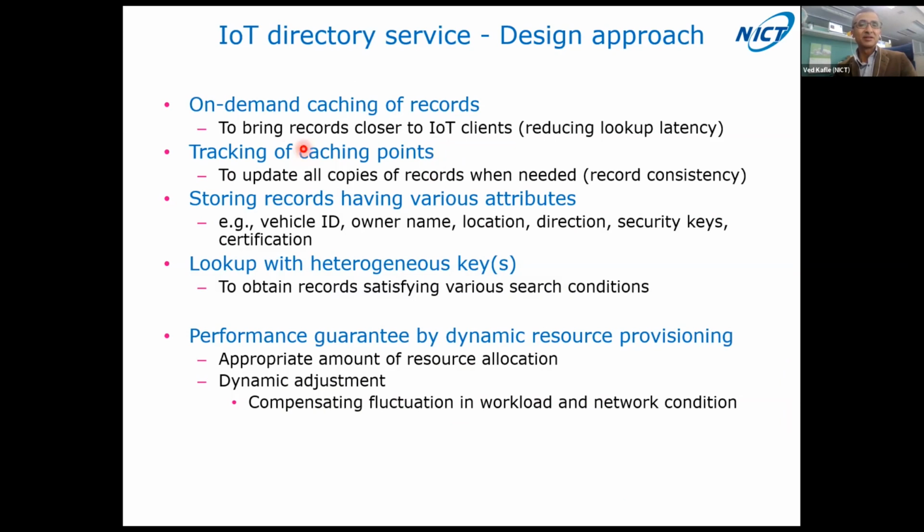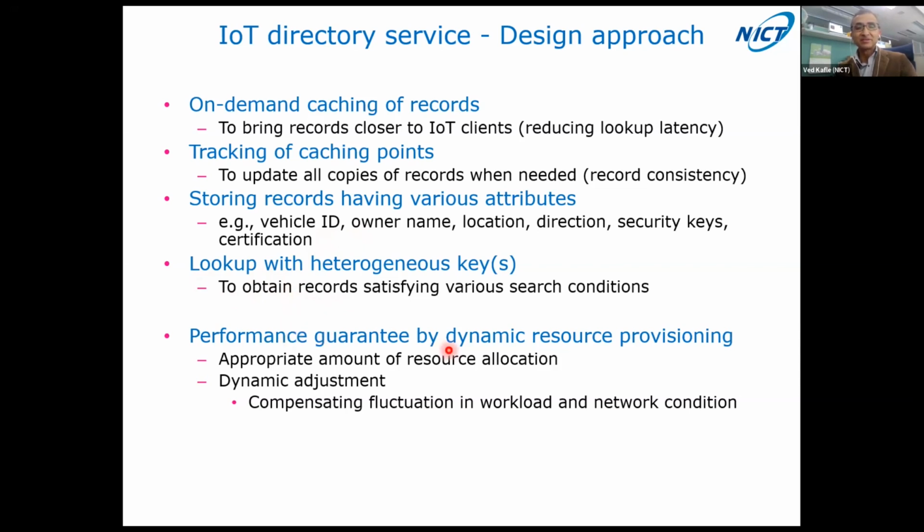And it also performs tracking of the caching points, because those points need to be updated when there are changes in the record. So we also need to continuously track where the records are stored. Then the records have various attributes, as I mentioned earlier. In the case of a vehicle, it may contain vehicle ID, owner name, location, direction, security keys, certificates, etc. And the information stored in the directory service can be looked up with heterogeneous keys. So we can either search by ID, or by name, or by location.